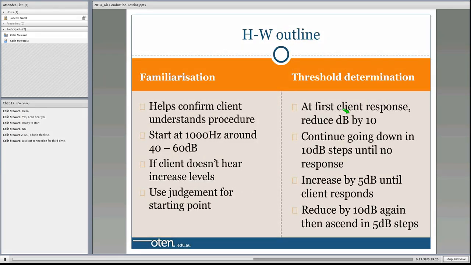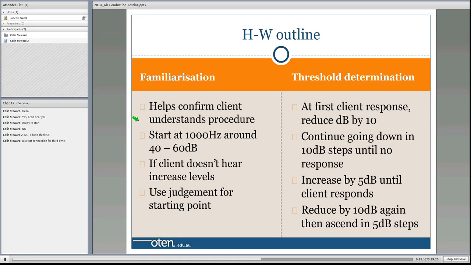So first of all, we like to familiarise the client a bit with the process, and it helps confirm the client has understood your instructions and what's required of them. So after chatting to them, you think, oh, they might have a bit of a hearing loss, but they're not too bad. So you want to give them an easy sound to hear first, and we start at 1,000 hertz between 40 to 60 decibels. And most clients will hear somewhere in that range comfortably. But if they don't hear, we're going to have to turn it up a bit louder. But you use your judgment for the starting point.